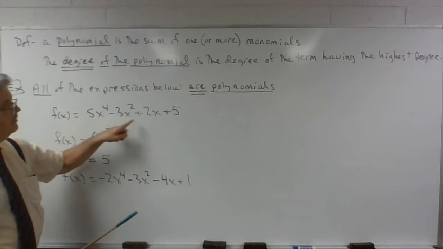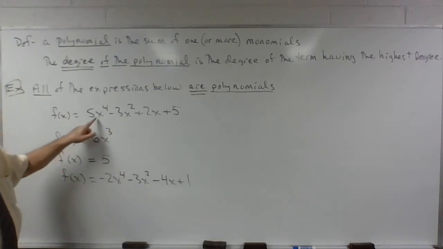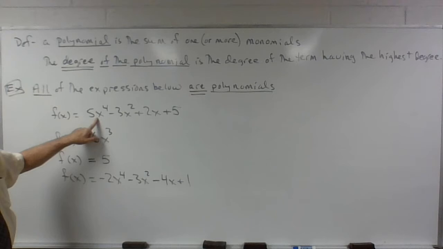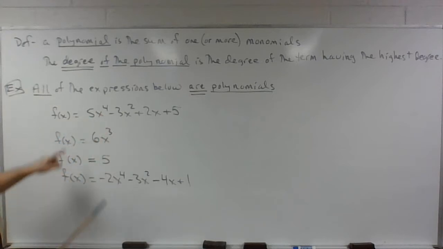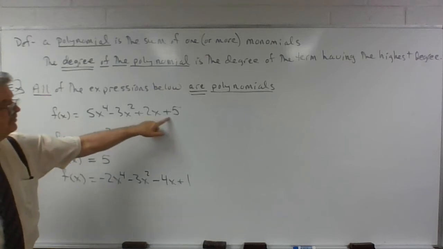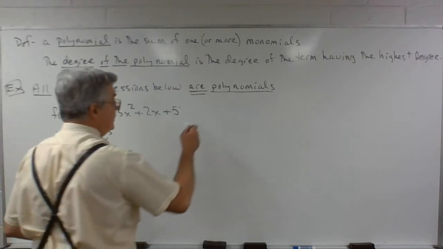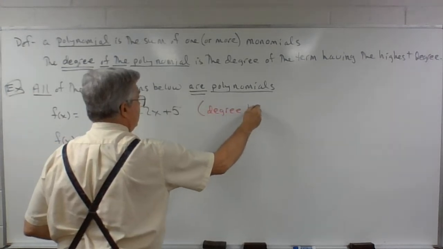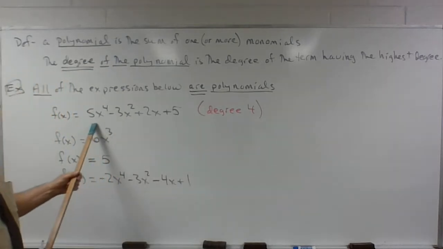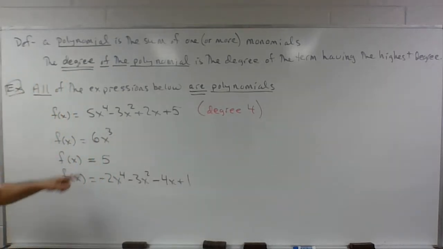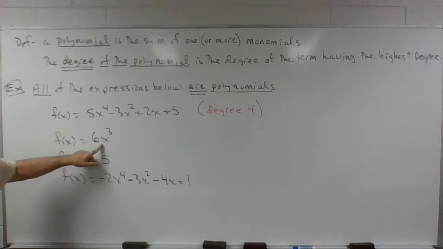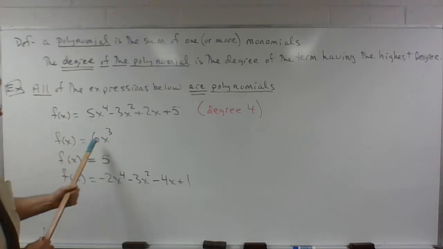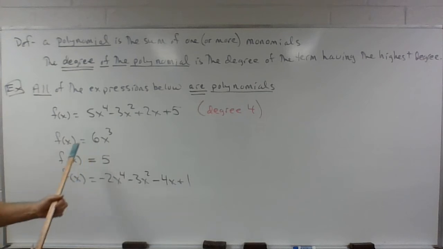Here we have the sum of 4 monomials, and the term having the highest degree is this one. This term has degree 4, so that's also the degree of this entire polynomial. This polynomial has degree 4. This is a monomial, also a polynomial. It has degree 3, so this polynomial has degree 3.